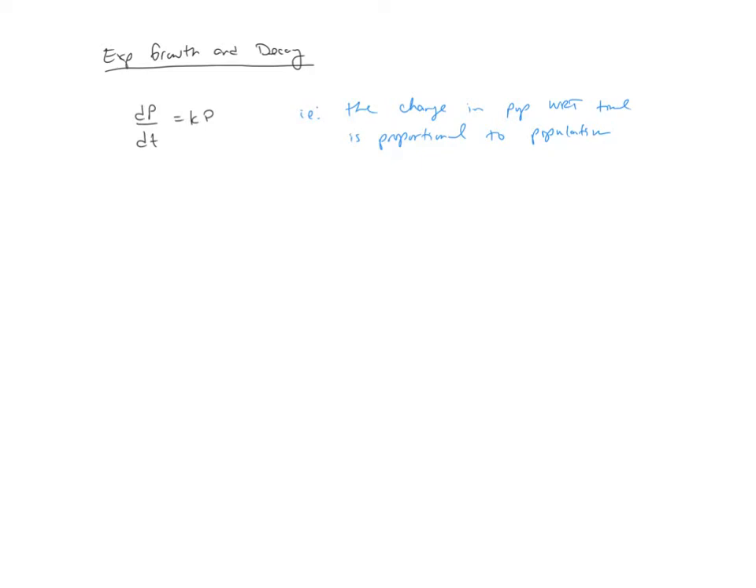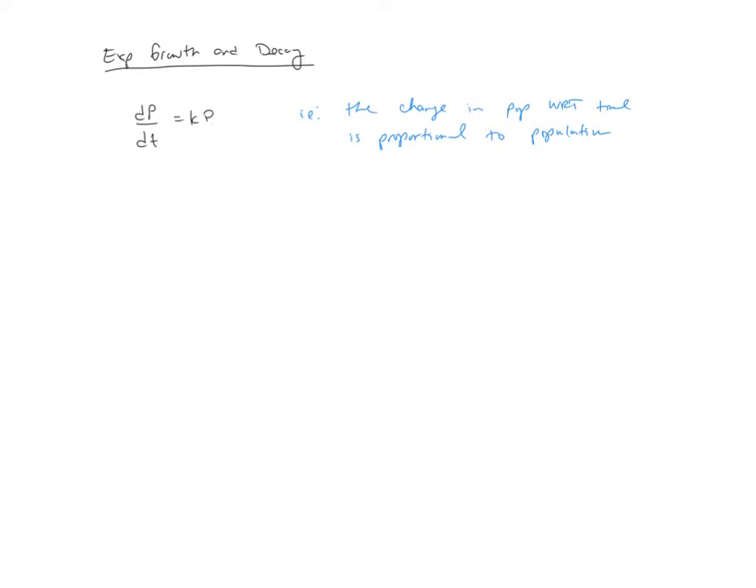The differential equation that we're dealing with is going to be dP/dt equals kP. And what this says, I've written out in words for you. So remember, a derivative is change. So the change in population, that's the dP, with respect to time is proportional to the population. So we've got a constant multiplied by the population, saying proportional to the population. So the change in population with respect to time is proportional to the overall population.